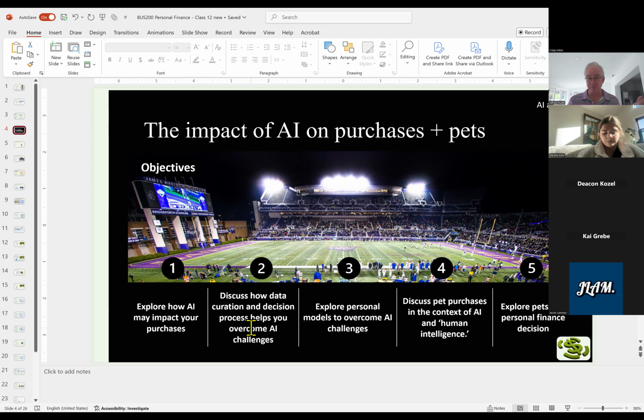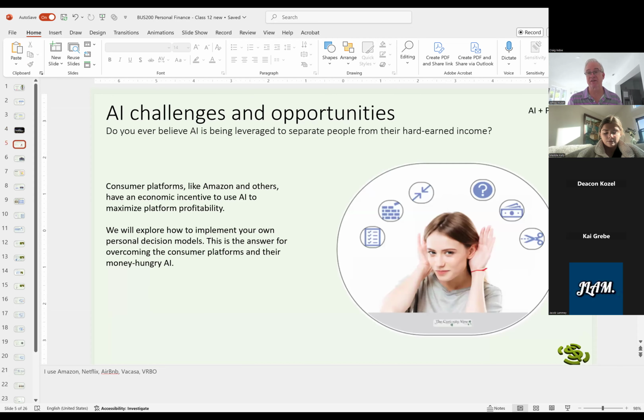That's to help us overcome the supply side AI challenges. Then we'll discuss the pet purchase in the context of using the whole idea of human intelligence, which again is that personal model, applying it with your favorite decision-making capability. And then finally, we'll explore pets as a personal finance decision. I'll show you the numbers on that, kind of like what we just did with the wedding, but applying it to how much pets can actually cost you. All right, so that's the story. Let's go ahead.